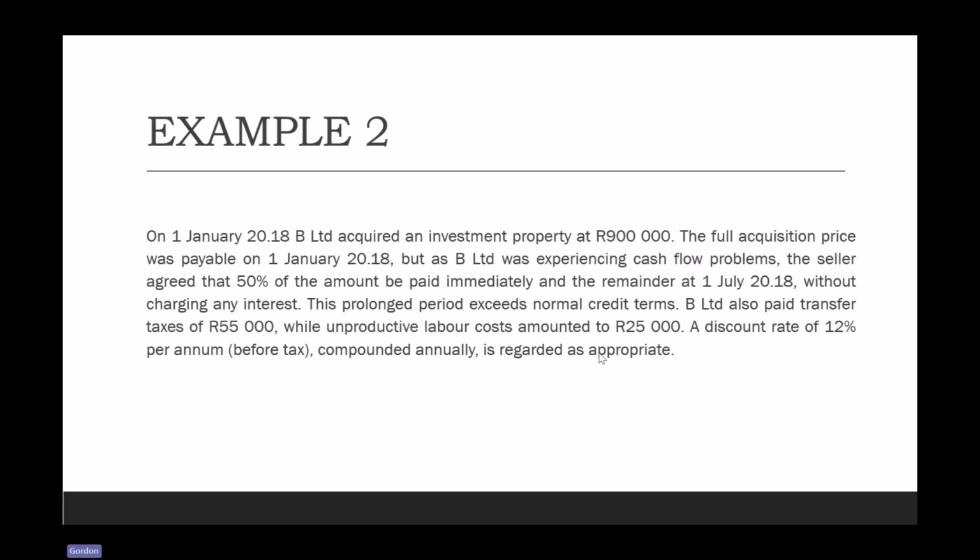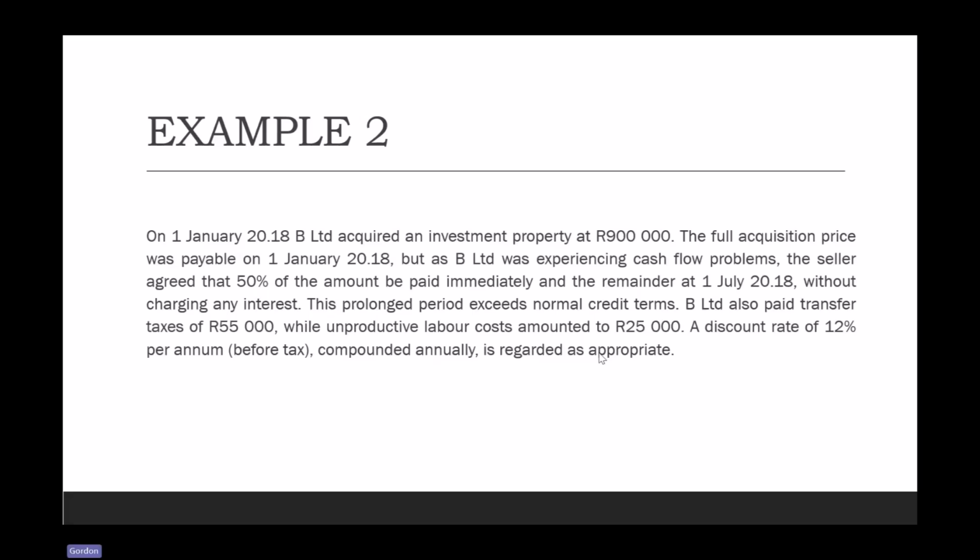Transfer taxes. What do we know about the cost of an item? All costs or all charges that were incurred to bring the asset to its current condition should be included as the cost, excluding abnormal wastage or taxes that are going to be refundable. Those are excluded. But otherwise, every other cost that is incurred to bring the asset to its current condition must be included, right? Then they said we must use a discount rate of 12%.